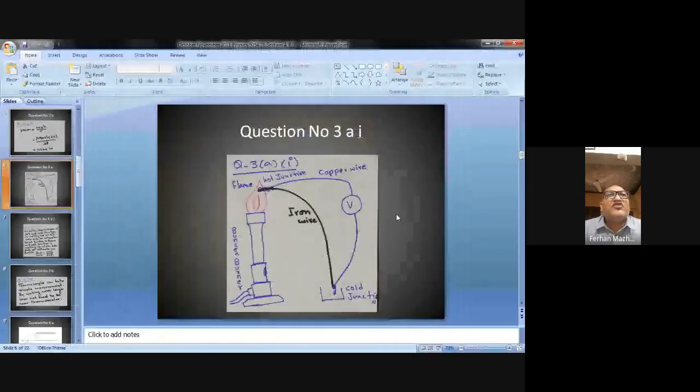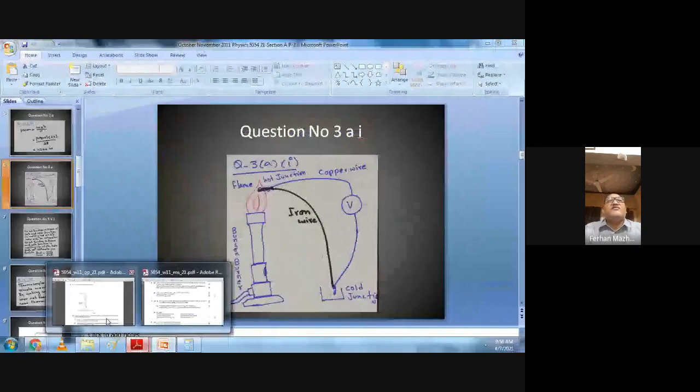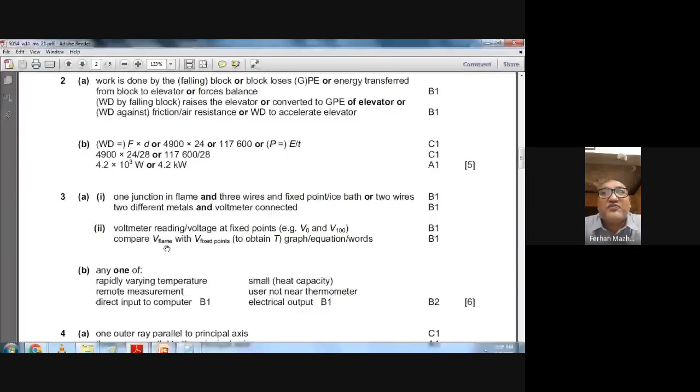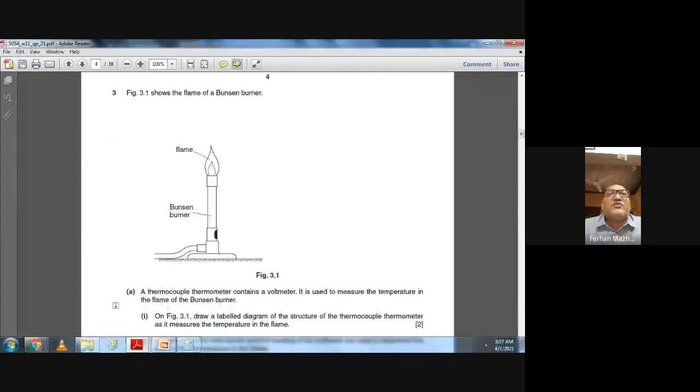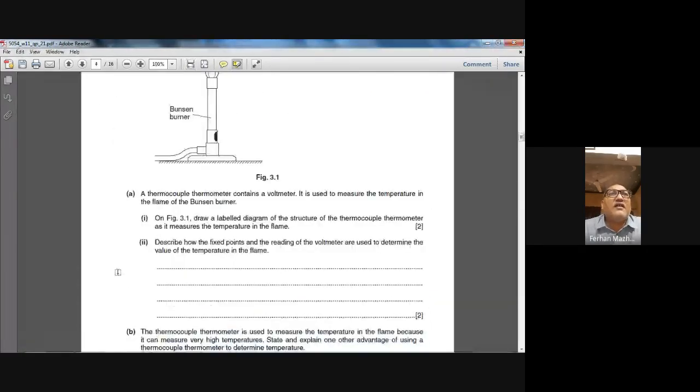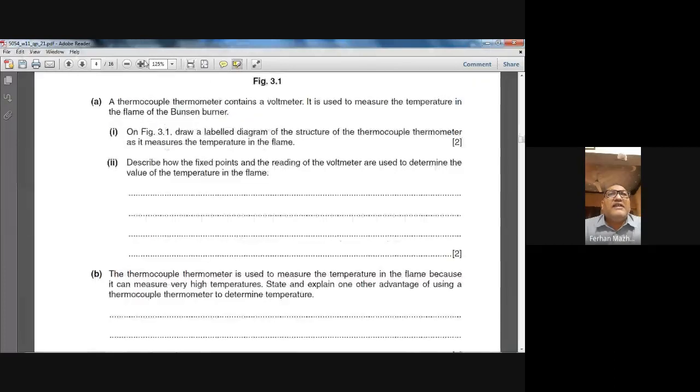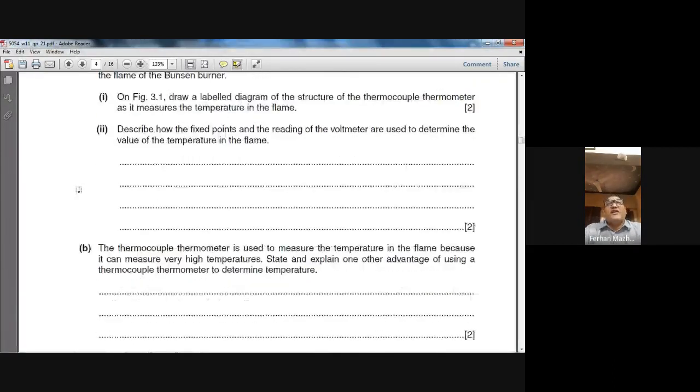So you can see question number 3. It says one junction in flame and the 3 wires and fixed point ice bath, or 2 wires, 2 different metals and voltmeter connected. We have made that thermocouple thermometer which has 2 wires. The next question is: describe how the fixed points and the reading of the voltmeter are used to determine the value of the temperature in the flame.